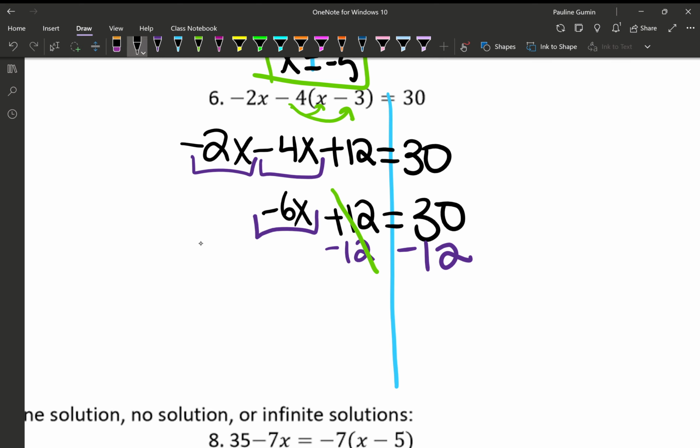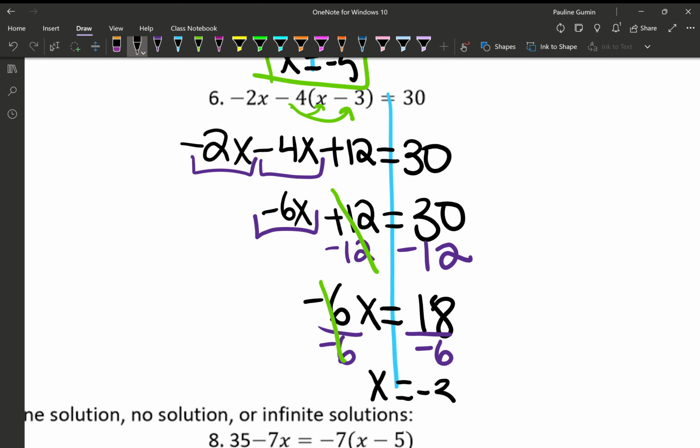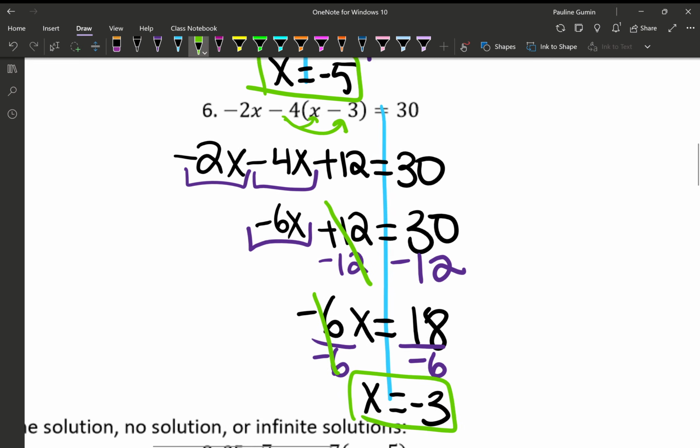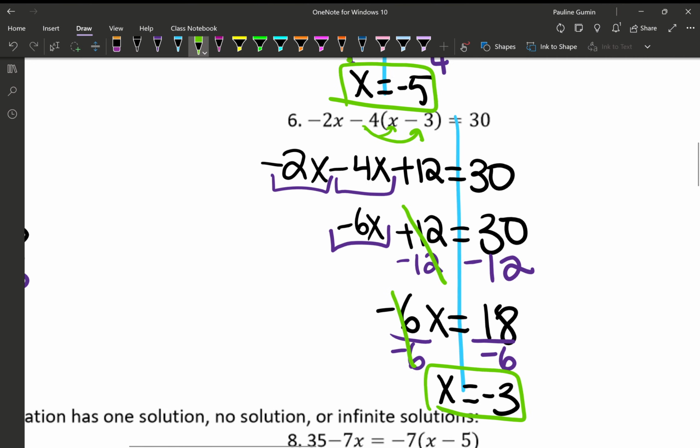My next step here is going to be to subtract 12 from both sides. I'd like to get x by itself, so I'm moving everything away from it. So I've got that negative 6x equals 18. And I finish this problem up by dividing both sides by negative 6. And again, my goal is to get x by itself, and that's what we did.